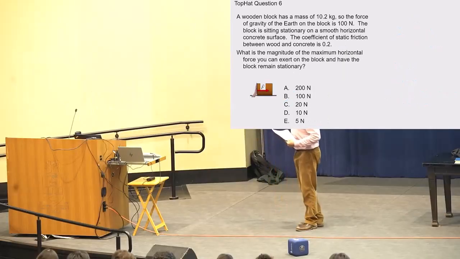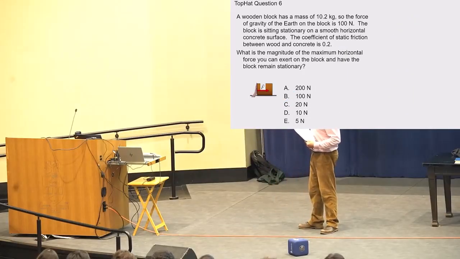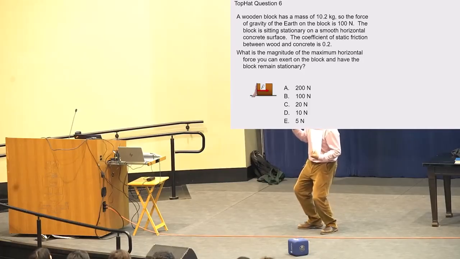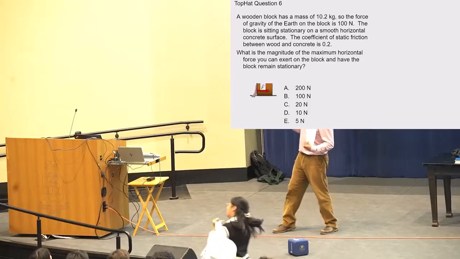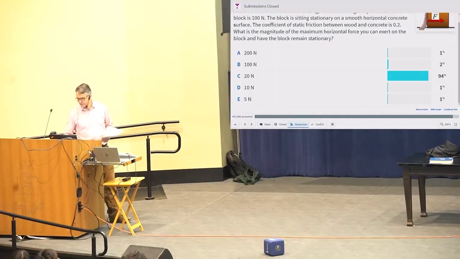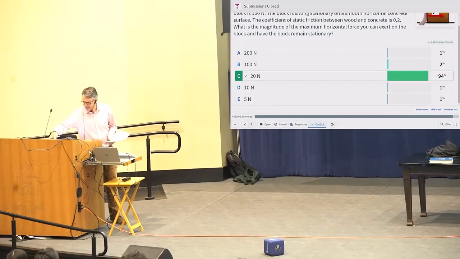A wooden block of mass 10.2 kilograms has a weight of 100 newtons. The block is sitting stationary on a smooth surface. The coefficient of static friction between the wood and concrete is 0.2. What is the maximum horizontal force you can exert on the block and have the block remain stationary? 20 newtons. There we go. You guys got it.